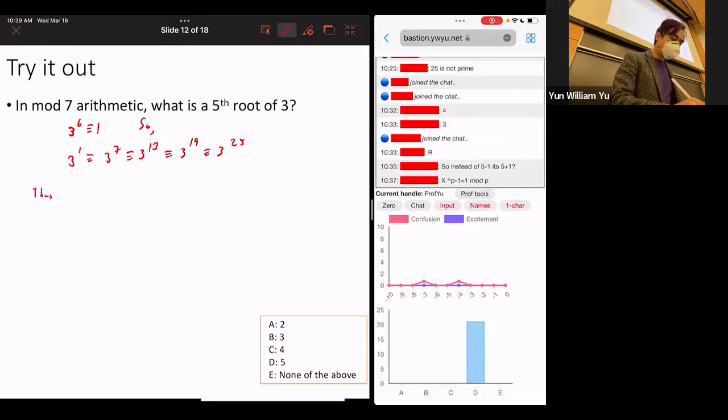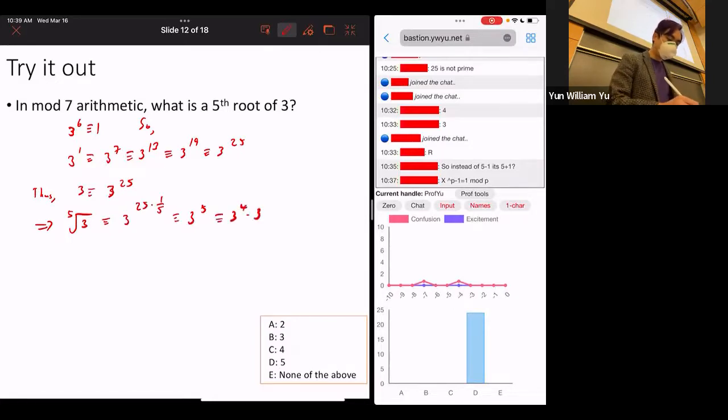So plus we have that 3 is congruent to 3 to the 25, which implies that the 5th root of 3 is congruent to 3 to the 25 times 1 over 5, which is congruent to 3 to the 5, which is congruent to 3 to the 4 times 3. Well, let's figure that out. 3 to the 1 is congruent to 3. 3 squared is congruent to 9, which is congruent to 2. And then 3 to the 4th is congruent to 4. So this is congruent to 4 times 3, which is congruent to 12, which is congruent to 5.